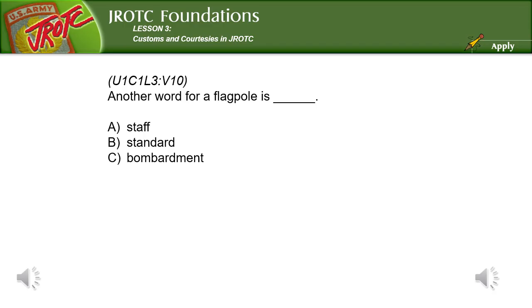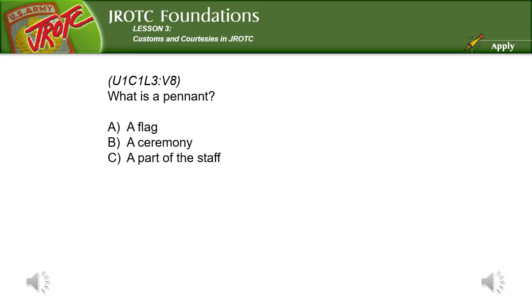Another word for a flagpole is blank. Is it A, staff, B, standard, C, bombardment? The answer is A, staff. Next question. What is a pennant? Is it A, a flag, B, a ceremony, C, a part of the staff? It is A, flag.